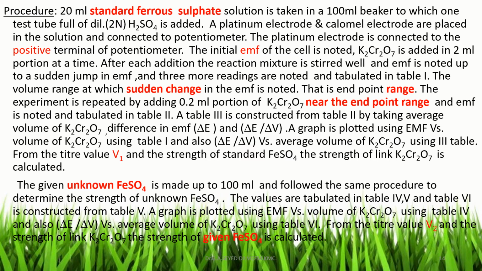On plotting delta E by delta V against average volume of potassium dichromate, we get a curve with a peak, and the volume corresponding to the peak is the endpoint. From the endpoint, that is the volume of potassium dichromate, the strength of dichromate and the volume of unknown ferrous sulfate pipetted out, we can calculate the strength of the given unknown ferrous sulfate solution. So this is the procedure of this experiment.